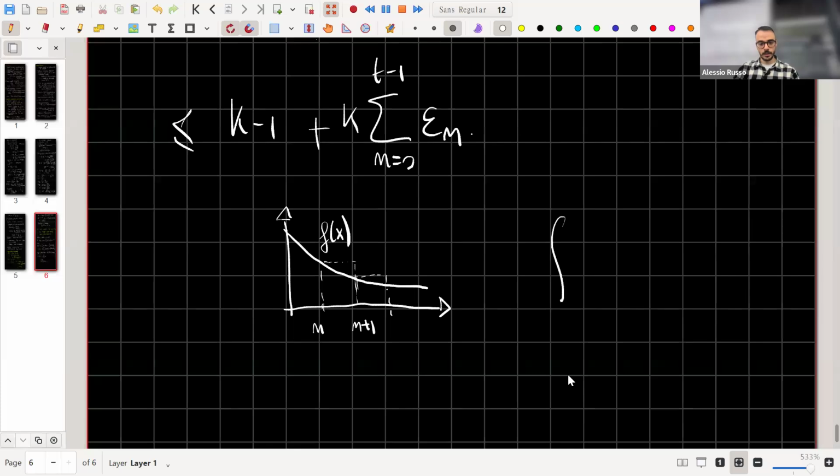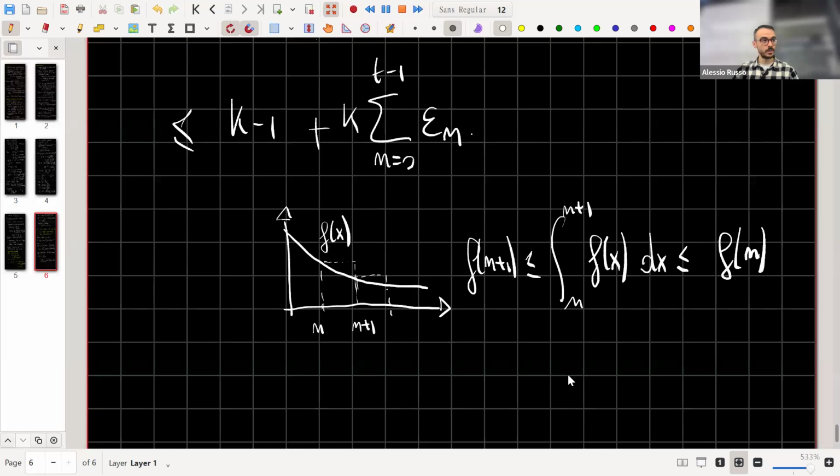When you look at the integral of f of x between n and n plus 1, it is simply the area under the curve here. But this area is smaller than f of n. And similarly, you can also show that f of n plus 1 is smaller than this quantity here.